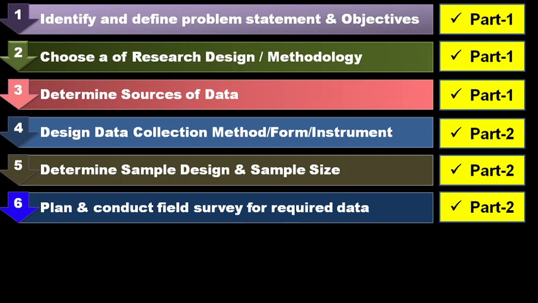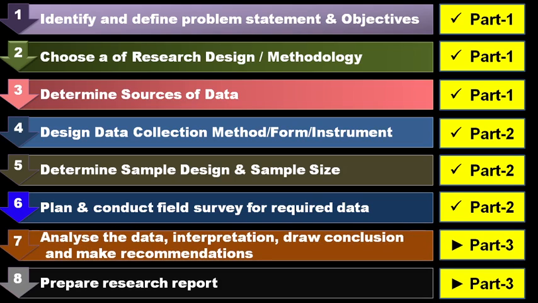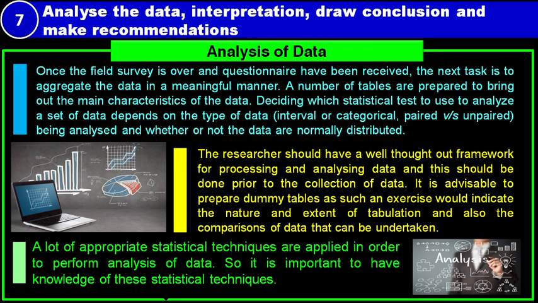As the marketing research process comprises a series of steps, we have already discussed steps 1 to 6 in the first and second parts of the marketing research process. Today we are going to discuss the last two steps: analyze the data, interpretation, draw conclusion and make recommendations, and prepare research report. So let's start. Analyze the data, interpretation, draw conclusion, and make recommendation. We will discuss this stage in three parts: analysis of data, interpretation, and draw conclusion and make recommendations.